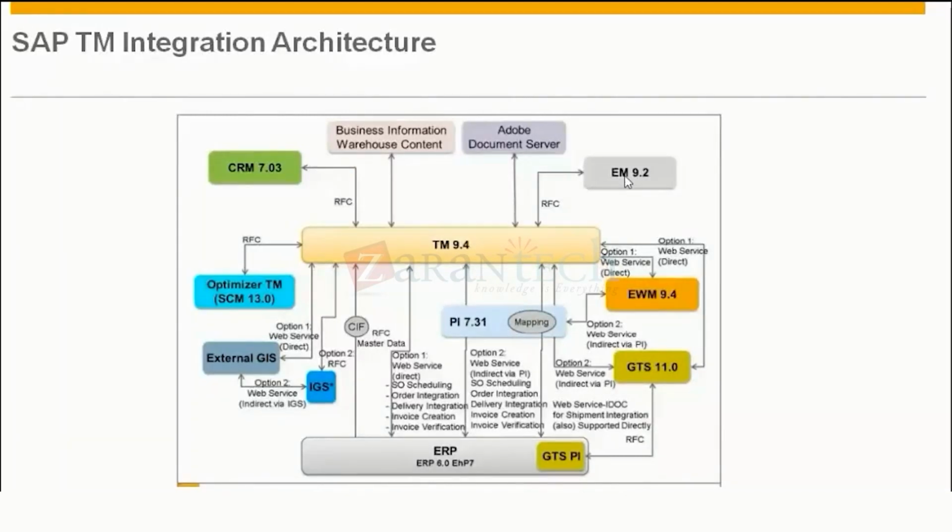Event management is integrated with TM for freight unit, freight order, and freight booking. It does not have any integration with the settlement process or service order, or whatever other objects you have in TM. Only freight unit, freight order, and freight booking are the objects with which you can integrate. The communication between TM and EM is done via RFC communication. So in case any event is reported in event management, through RFC it will automatically update in TM and vice versa.